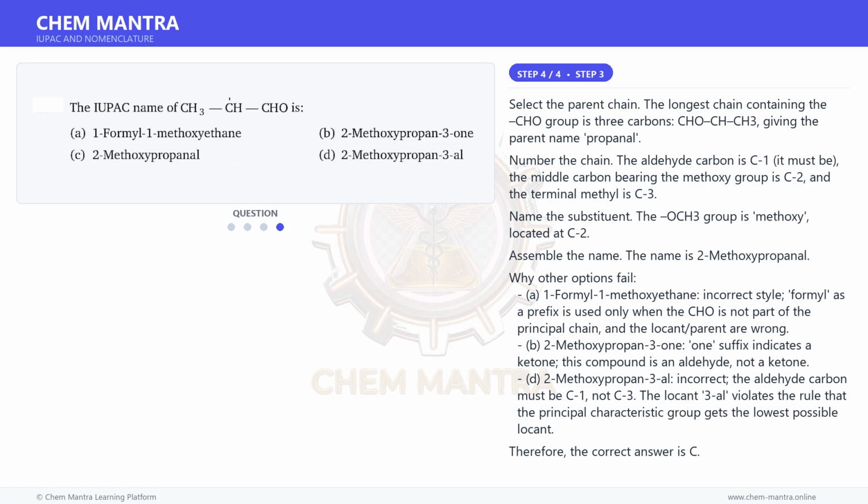Why other options fail? A. 1-formyl-1-methoxyethane. Incorrect style. Formyl as a prefix is used only when the CHO is not part of the principal chain, and the locant and parent are wrong. B. 2-methoxypropan-3-one. The one suffix indicates a ketone. This compound is an aldehyde, not a ketone. D. 2-methoxypropan-3-al. Incorrect. The aldehyde carbon must be C1, not C3. The locant 3-al violates the rule that the principal characteristic group gets the lowest possible locant.